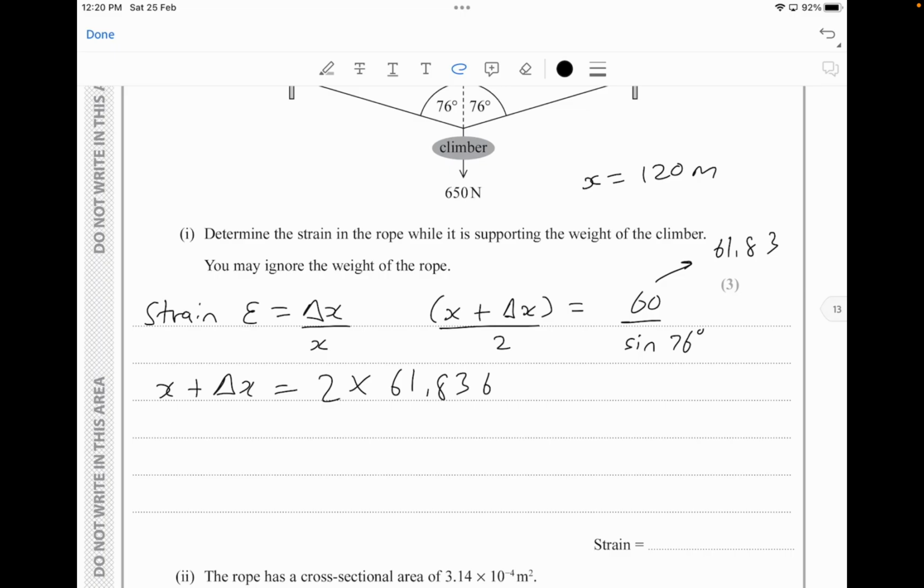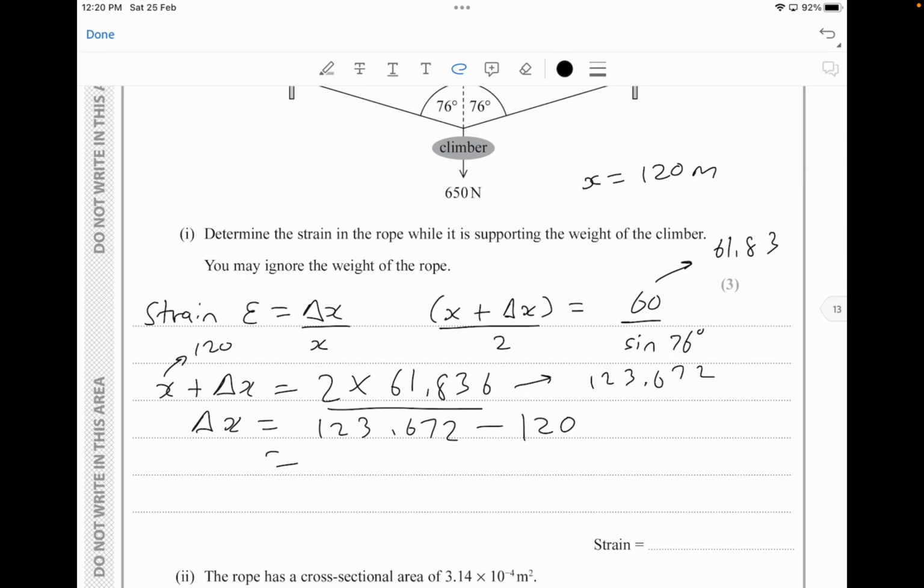So what we know is that this x is going to be 120. So the change in x is going to become, we're going to multiply this value to give us an answer of about, let's say 836, give us an answer of about 123.672. So 123.672 minus 120, since we know x is that. And we're going to find out the strain in this case.